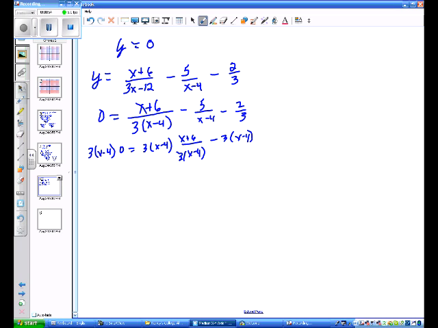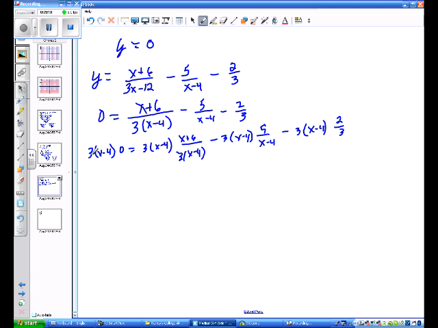And I know sometimes it may get a little old to write all of this down, but I found over the years that it helps. It keeps you from making mistakes and leaving terms out. So even though it takes a little while to put in all of those 3 times (x minus 4)s for each term, it usually helps you.